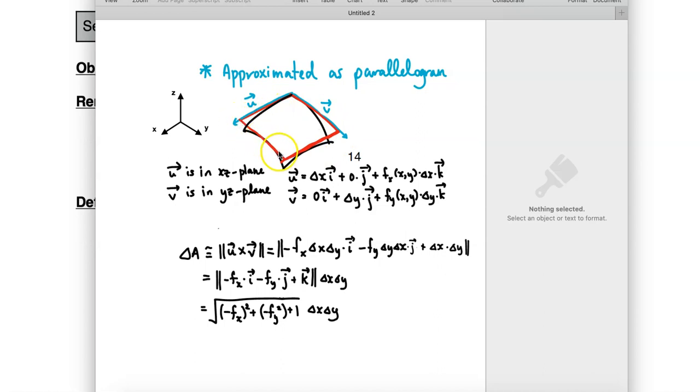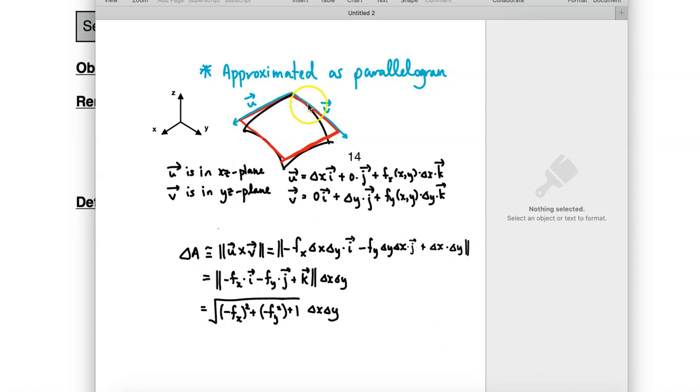We know that it's the magnitude of the cross product of u, if u starts here, and v. What's important here is to choose u and v so that they are well oriented. So u is going to be a vector that is in the xz plane. I kind of showed what it looks like in this sketch. So u has no y component. And then v is in the yz plane, so v does not have any x component.